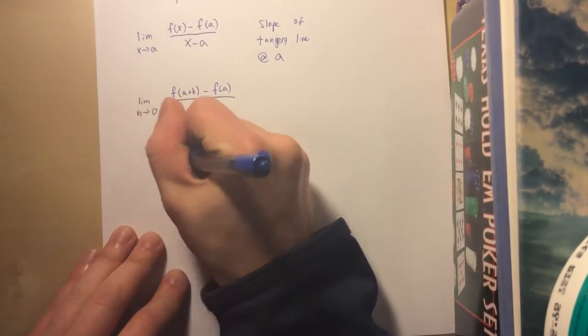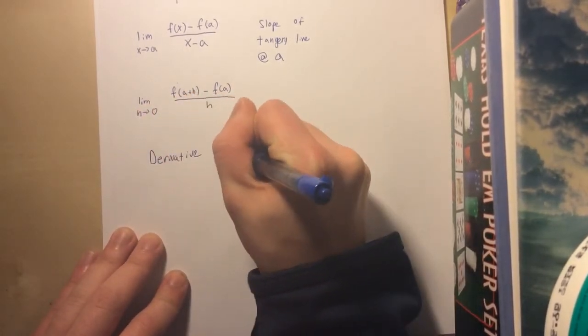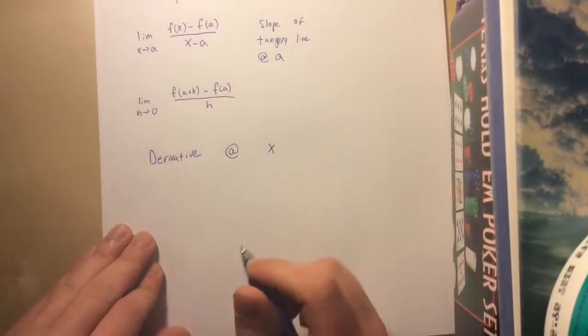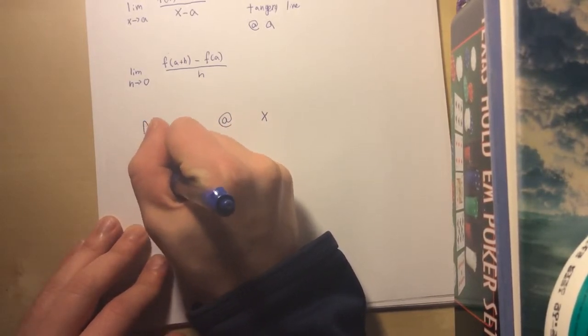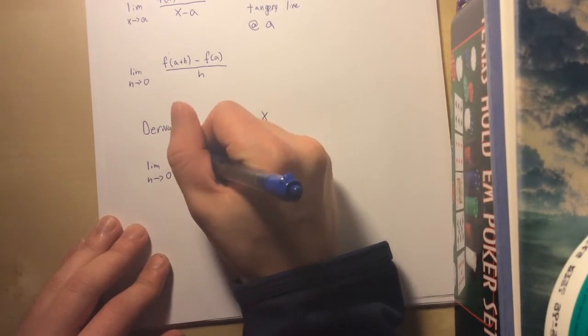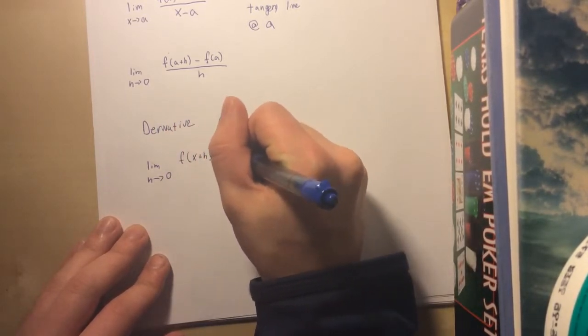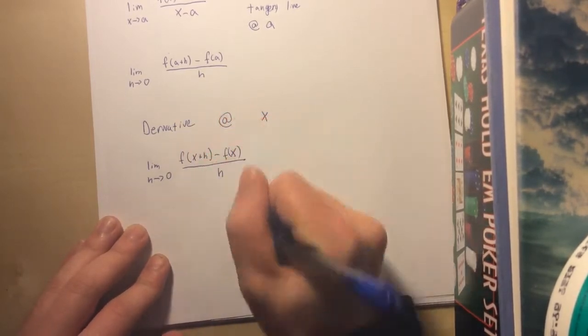So the derivative at x is going to be, well, we're just going to use that same second equation, and instead of a, we're going to have x plus h. And instead of a, we're going to have f of x, all over h.